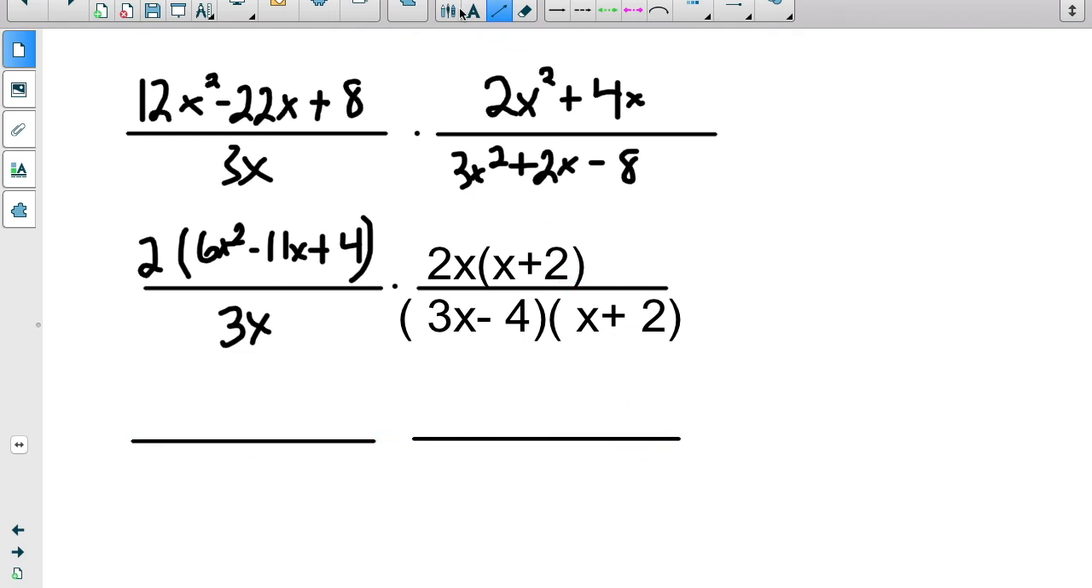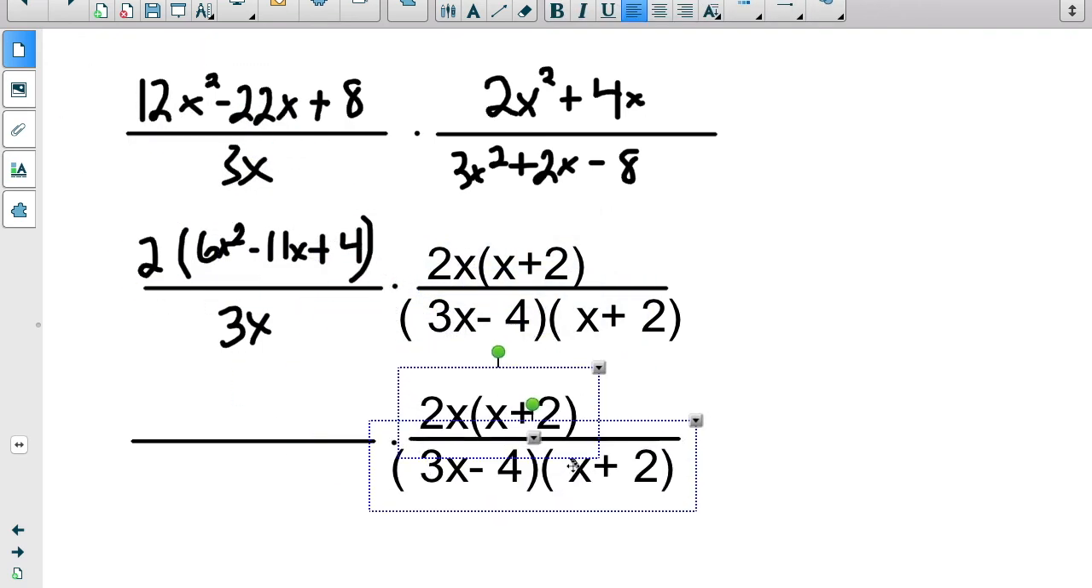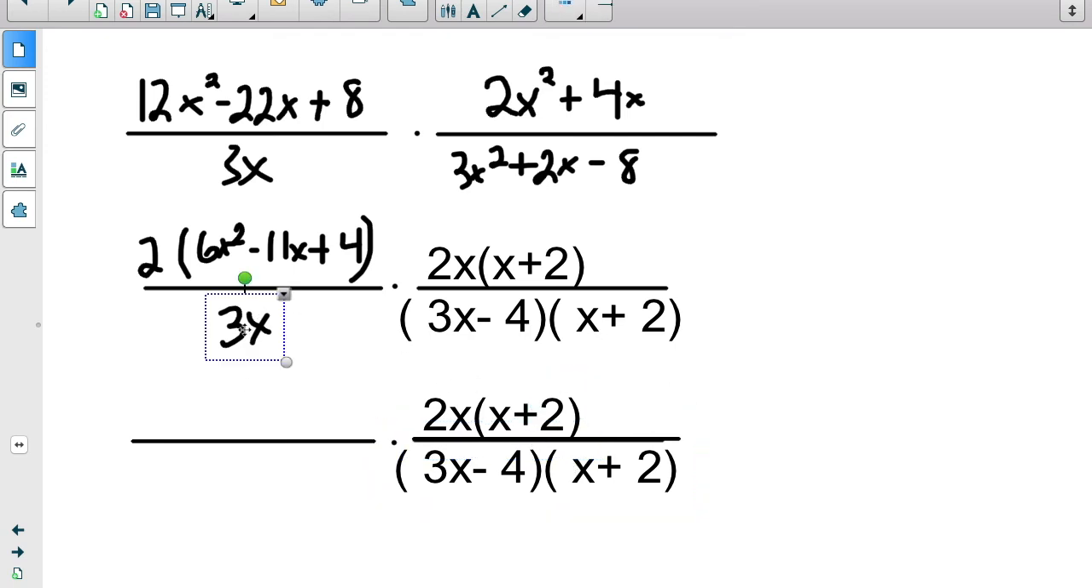So we need to do this one more time because we still need to factor the 6x squared minus 11x plus 4. Now everything else will stay the same. I'm going to go on and just copy that down there. And this 3x will stay the same. So now we just need to factor the numerator here.